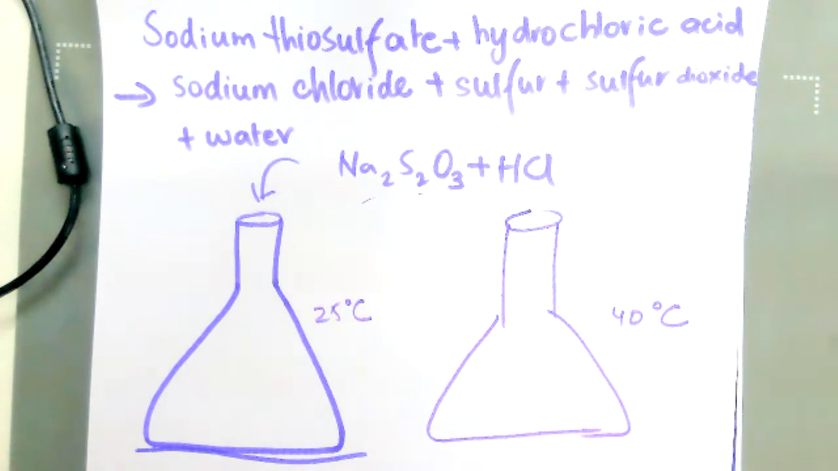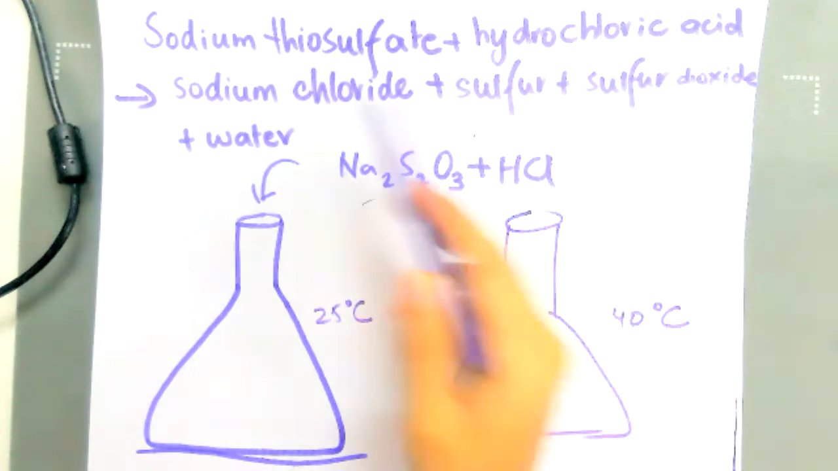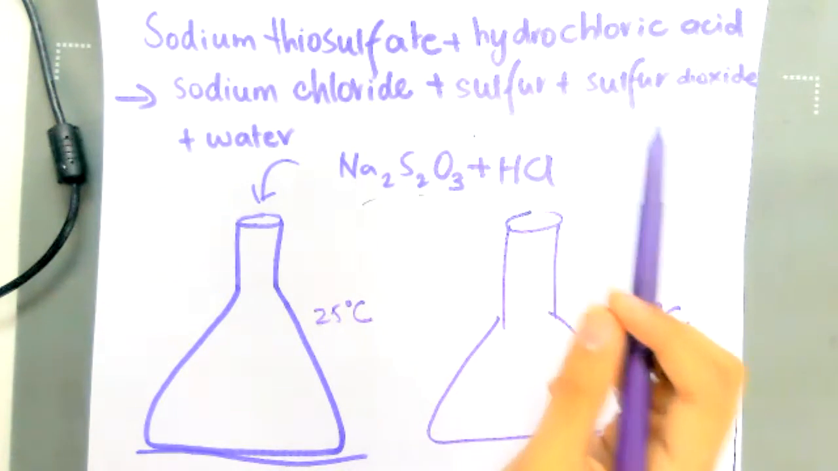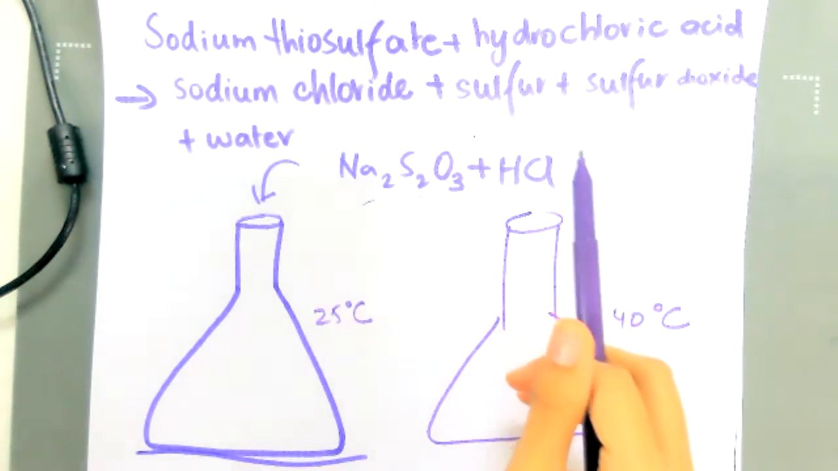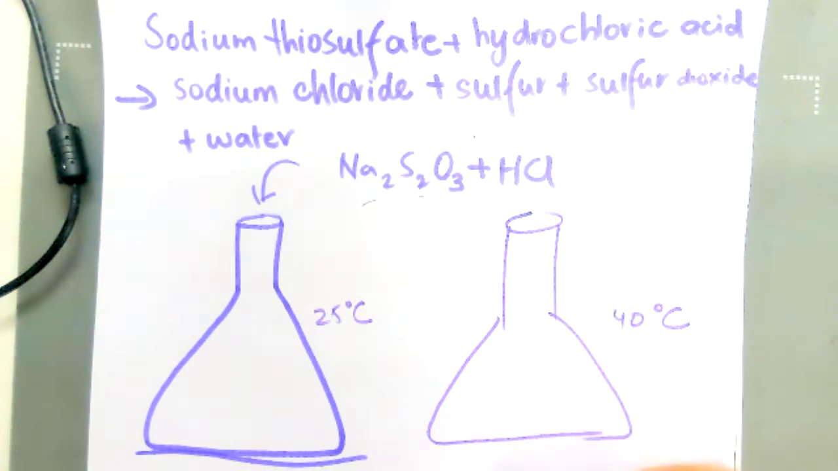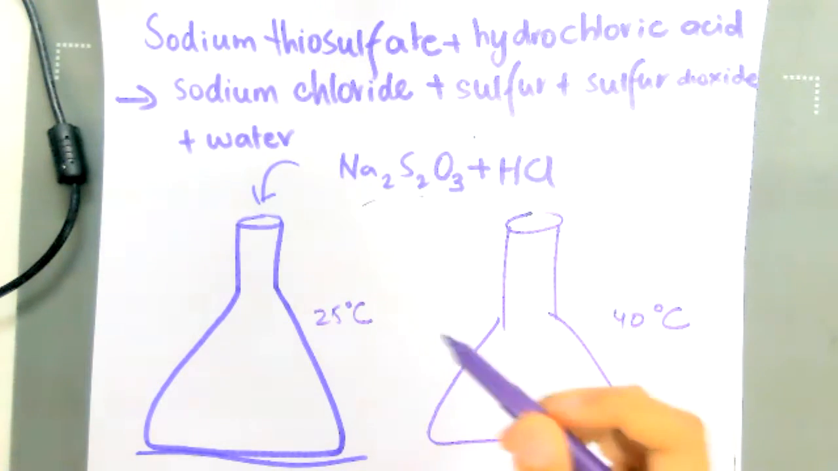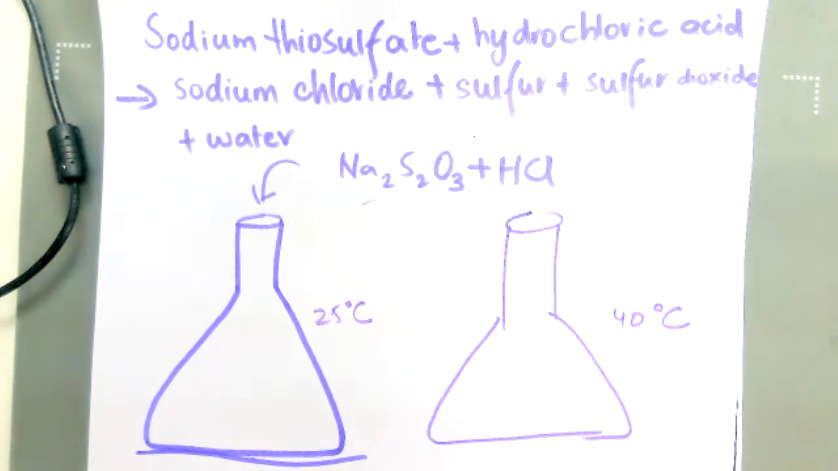We're going to record the time it takes for the cross to disappear, because when sulfur is produced by this reaction, it's really fine, in small grains, so it stays suspended in the solution and makes it opaque, so you can no longer see the cross. The higher the temperature, the faster the reaction, and the faster the cross is going to disappear. The lower the temperature, the longer it's going to take for the cross to get out of sight.